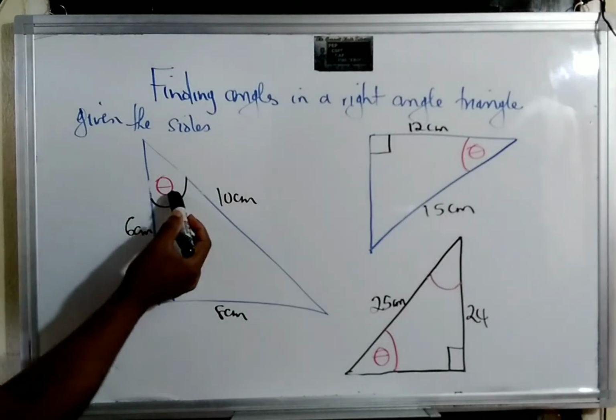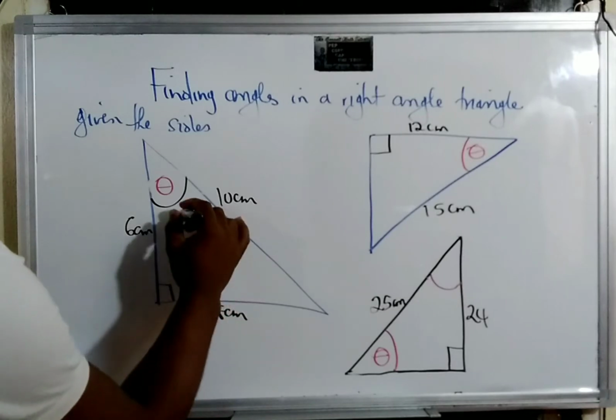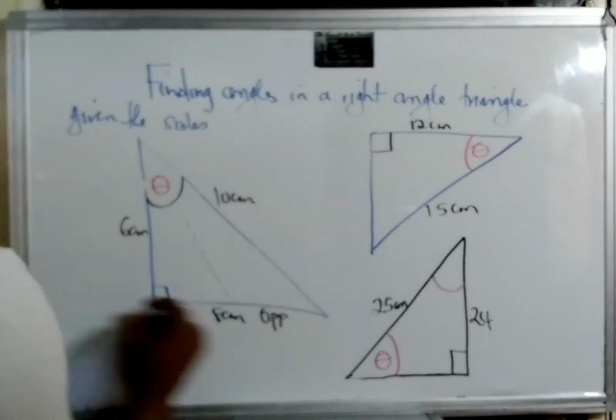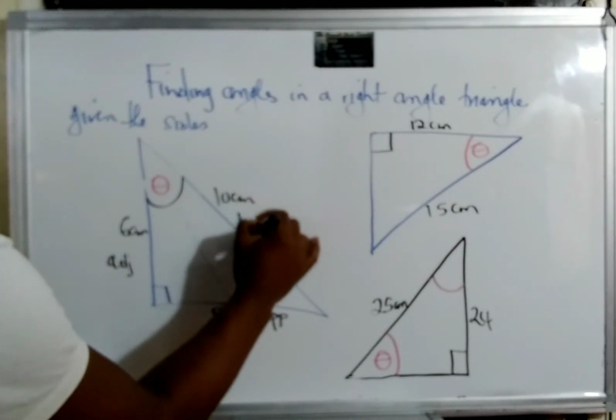Now, say we want to find this angle. First, we need to label the sides. So, as always, draw a dotted line. So this would be our opposite, this would be our adjacent, this would be our hypotenuse.